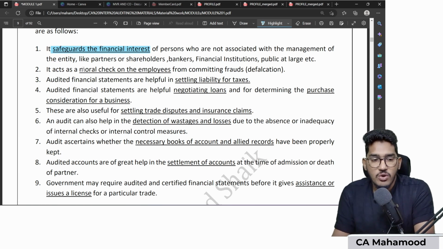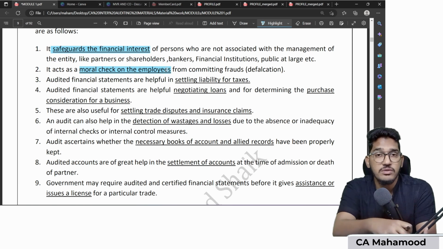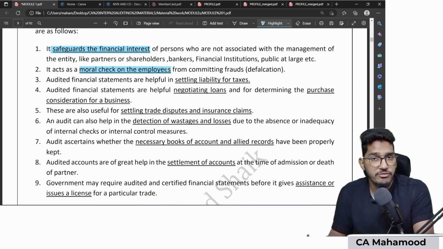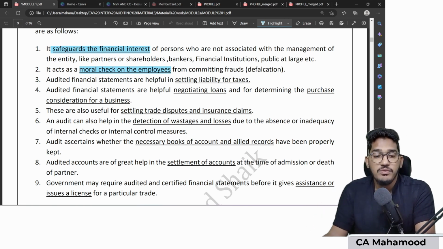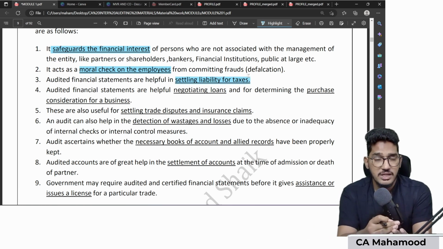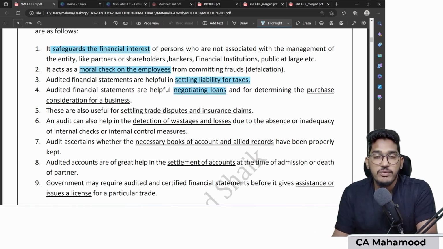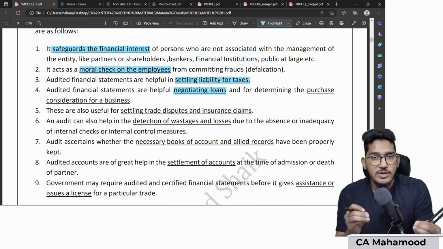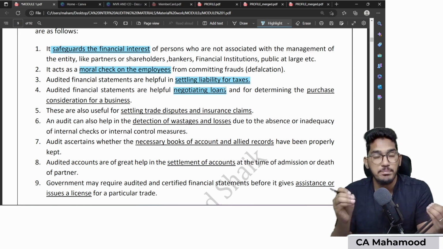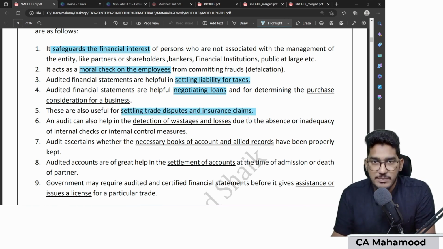Similarly, if you get the accounts audited, it acts as a moral check on the employees. It acts as a fear in the minds of the employees of the client from committing frauds or errors. It is helpful for settling liability for taxes. That means government will use your audited financial statements to determine whether you made the correct payment of taxes or not. And even it is helpful for negotiating the loans. If you have audited financial statements ready, you can directly go to the banker and have a better negotiation for the loans. And audit of financial statements will help in the settlement of trade disputes, insurance claims, etc.